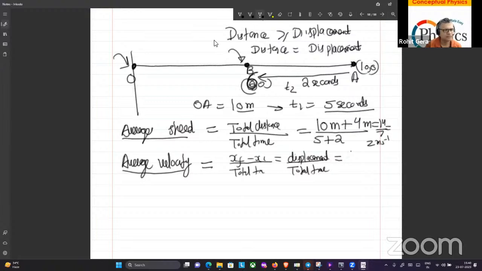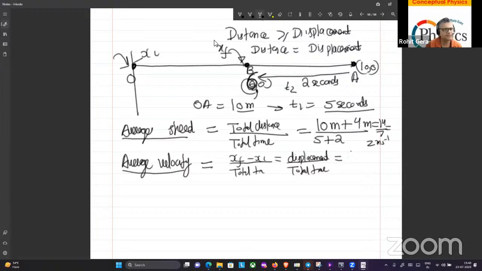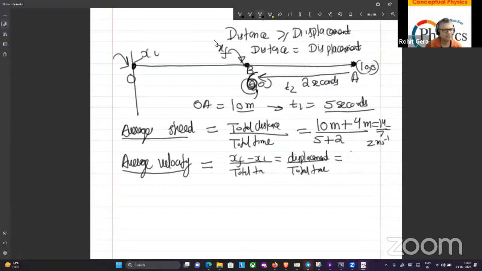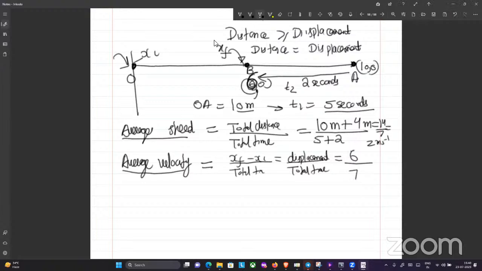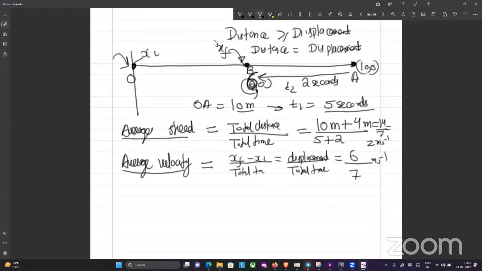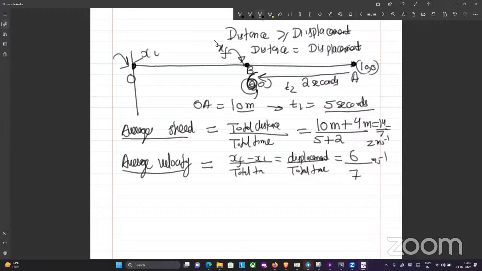This is your X initial, 10. And this is your X final, it should be 6. Correct. And total time is still the same. Look at the difference. One guy is saying 2 meters per second, the other guy is saying 6/7.